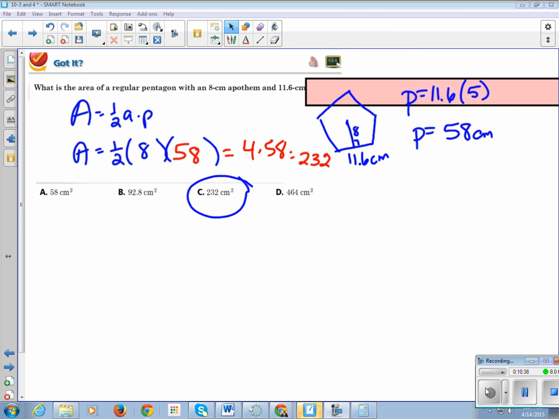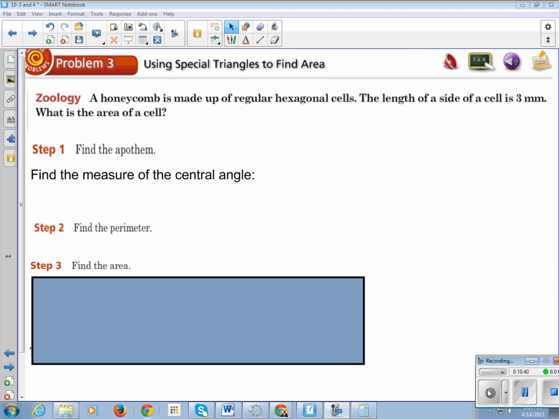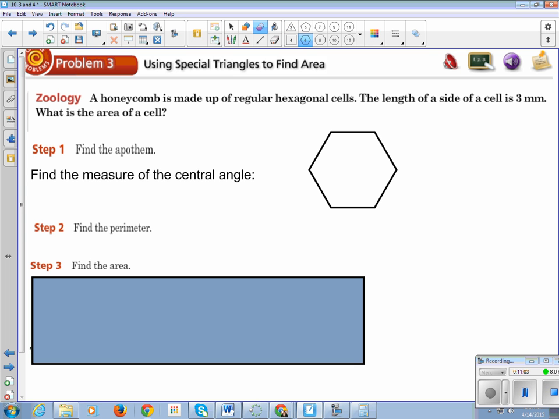Any questions on that? All right, third problem. A honeycomb is made up of regular hexagonal cells. The length of a side of a cell is 3 millimeters. What is the area? So thankfully, bees make regular hexagons. Coincidental enough for us.